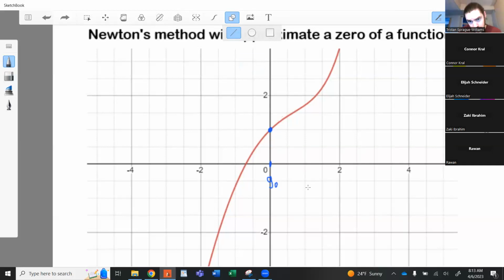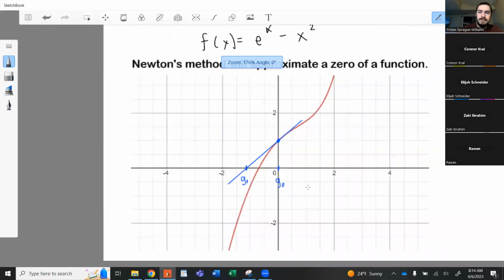And I'm just going to put a tangent line right there. Like that. There's a nice little tangent line. And we can compute that linearization. And then what we're going to do is figure out where the linearization crosses the x-axis. Where's that tangent line cross the x-axis? That's going to be our next guess, which we'll call G1. Okay.